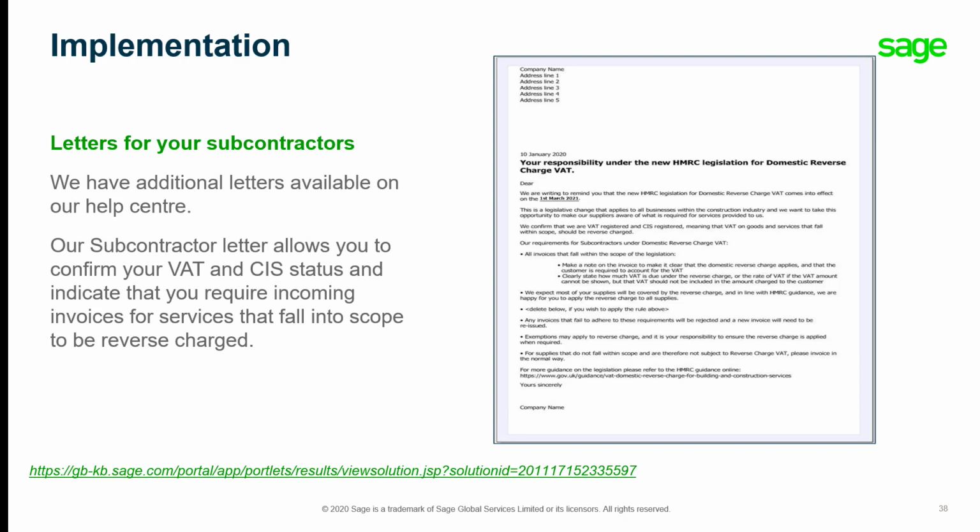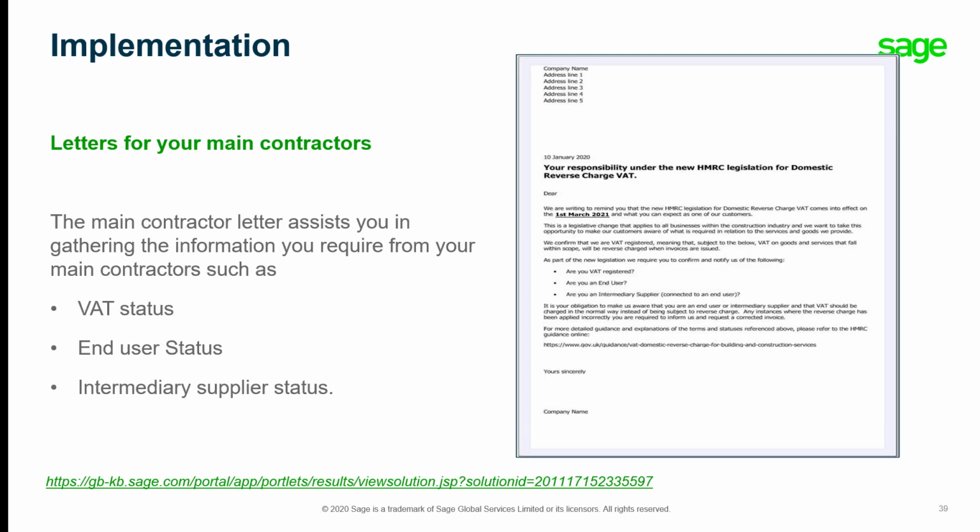To assist you when determining where domestic reverse charge applies, we have some additional letters available for you to install and use. Both of these letters can be found in our CIS Help Centre or via the link at the bottom of the page. Our Subcontractors Letter allows you to confirm your VAT and CIS status, and also indicate that you require incoming invoices for services that fall into scope to be reverse charged. Our Main Contractor Letter helps you gather the information you require from your main contractors, such as their VAT status, their end user status, and whether or not they're an intermediary supplier.